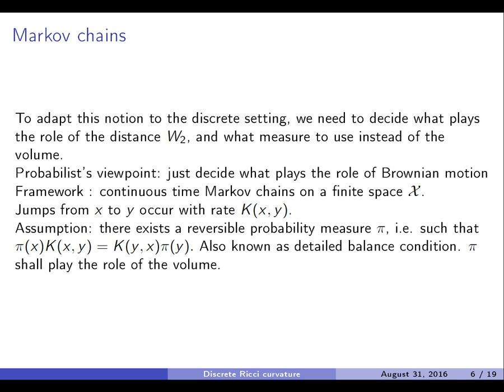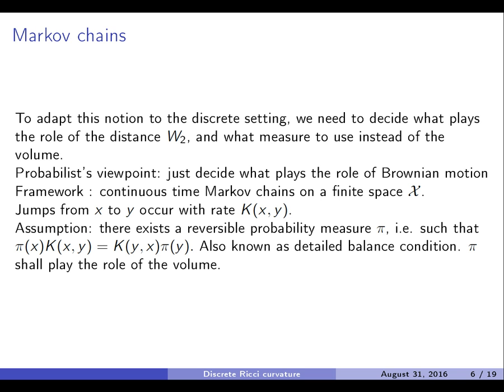So from now on, we're going to be on finite discrete spaces, and we assume we have fixed some continuous time Markov chain on that space. So we have a walker that jumps around on our space, and assuming at some time the walker is on some point x, jumping from x to y will occur at some rate k(x,y), which is some non-negative number.